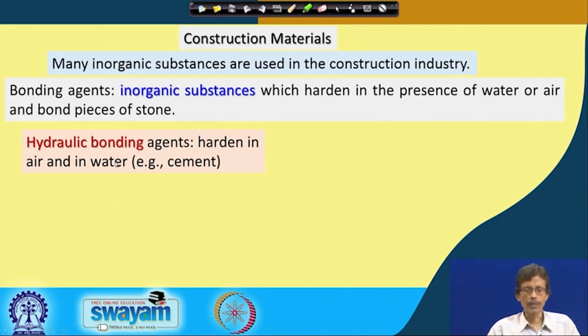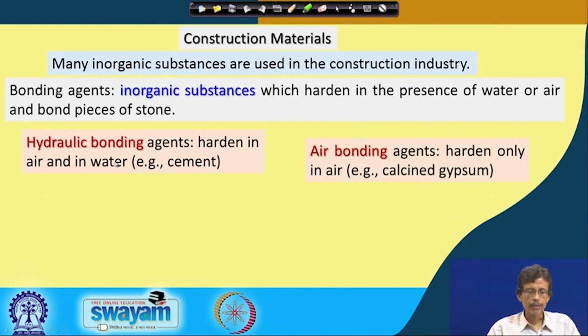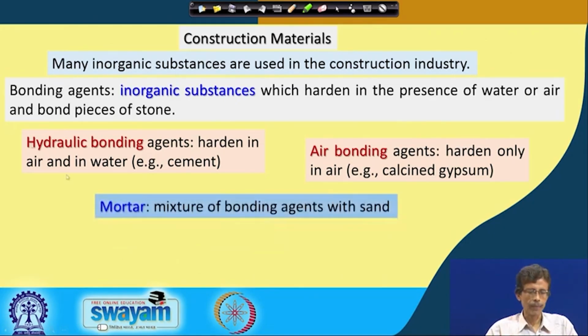The best example is cement. Then if you have only air, no moisture, no water, this is known as an air bonding agent, which hardens only in air. For example, calcined gypsum is a powdery material in the anhydrous form, meaning no moisture is there. When it takes up air, it hardens, so it is known as an air bonding agent.